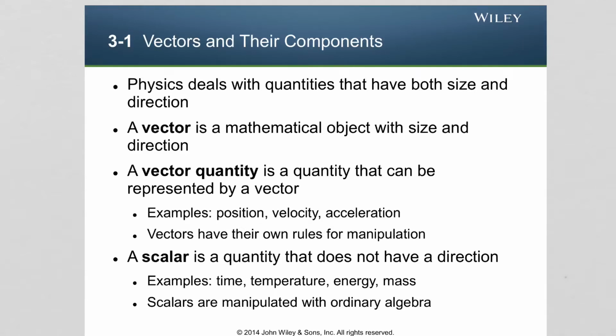So scalar quantities are quantities that do not have direction. For example, time, temperature, energy, mass. And because of the lack of direction for those scalar quantities, scalars are manipulated with ordinary algebra. So you can add two scalar quantities, subtract, multiply, divide.